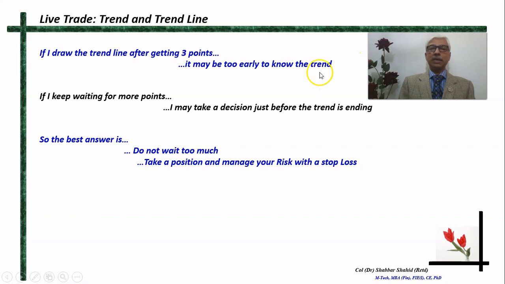Do not wait too much. The moment you get 3 points, you get clarity whether it is an uptrend or a downtrend. Of course, you also have to see the volumes and other things, but because it is not concerned with this lesson, I have not gone into those details. Once you take a position, you have to manage your risk with a stop loss. The ideal thing to do would have been to keep trailing the stop loss. Anyway, in this case, there was no question of trailing the stop loss because the market immediately started moving downwards.